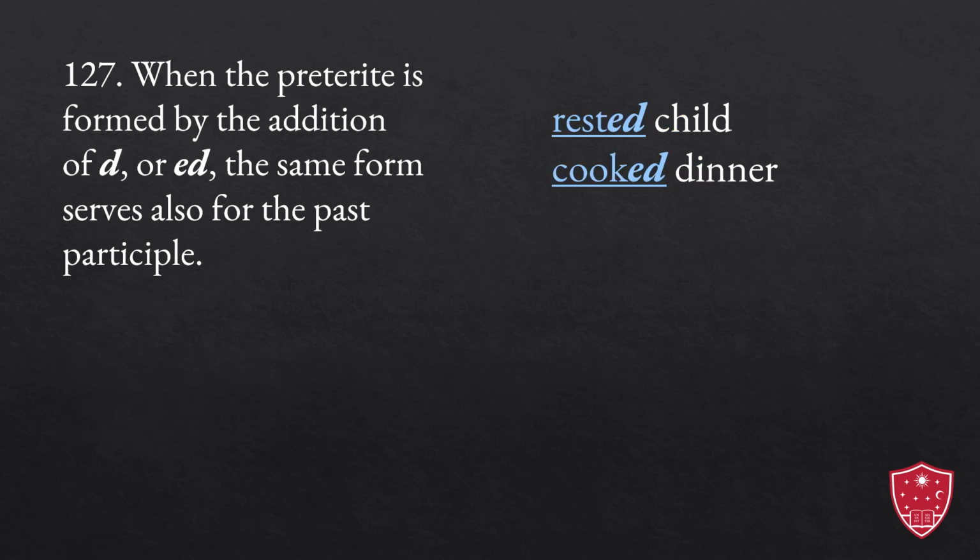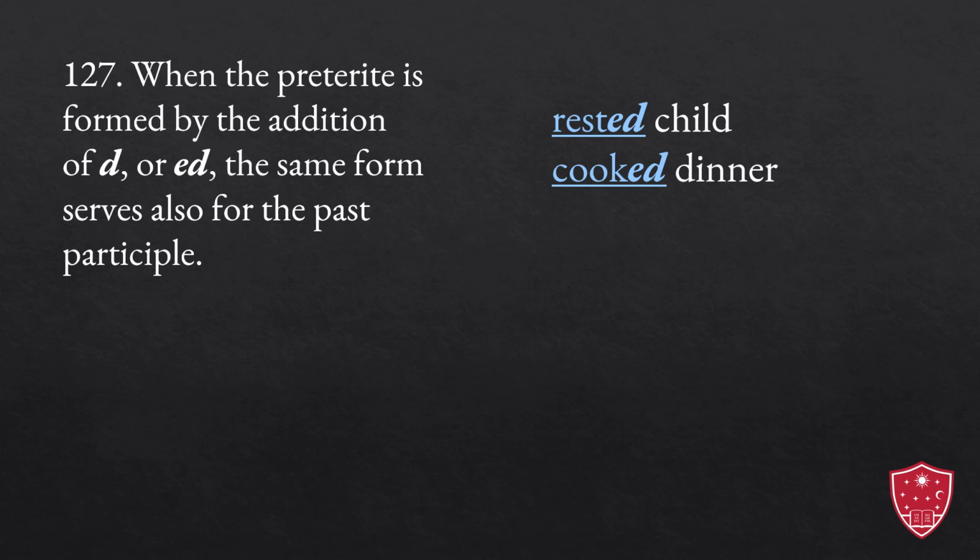Here in Article 127 we read, when the preterite or past tense of a verb is formed by the addition of d or ed, the same form serves also for the past participle. Let's read that again. When the preterite is formed by the addition of d or ed to the present tense of the verb, the same form serves also for the past participle. So again, let's look at some examples.